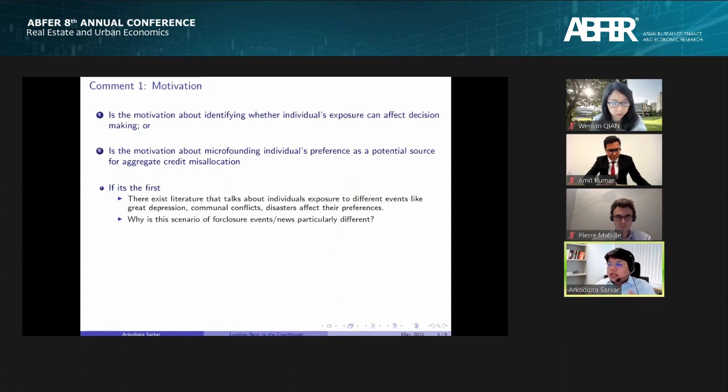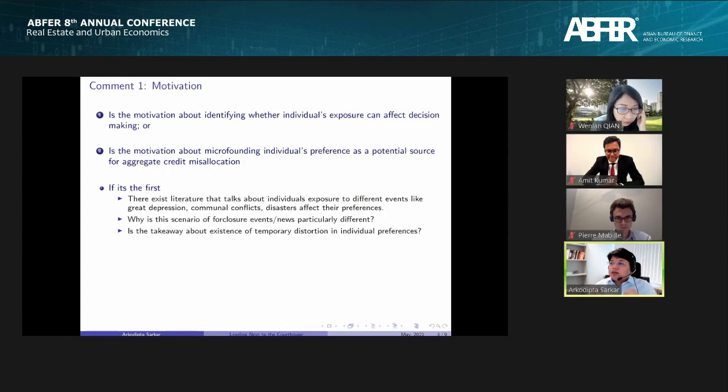So would the takeaway be that the existence of temporary distortions in news can have a permanent effect on individual preferences, or there could be many such temporary distortions in individual preferences that can affect the market allocations of credit and so on? So this was not very clear to me, as to why this foreclosure news would be particularly different from the other exposures or events that can affect the individual's decision making or preferences.